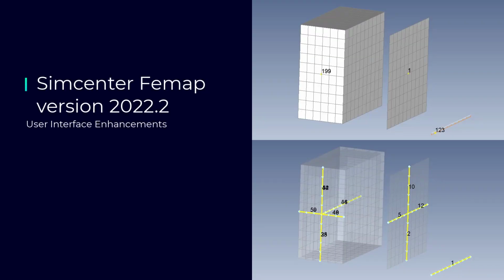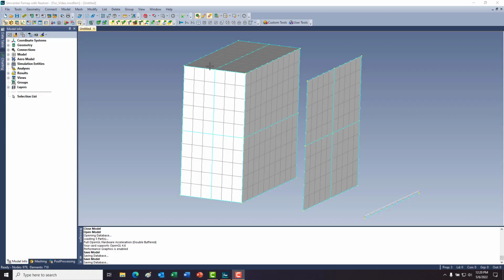In this video, we are going to discuss a number of user interface enhancements to Simcenter FEMAP version 2022.2. First, a few new group commands have been added, which allow you to place geometric entities into groups based on selected nodes or elements which are associated with those geometric entities.